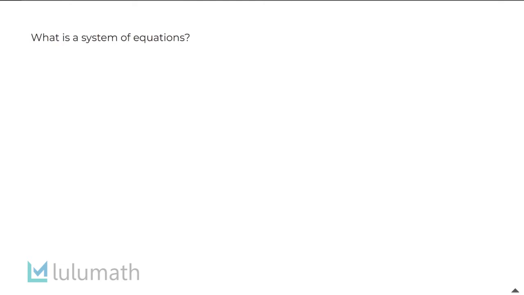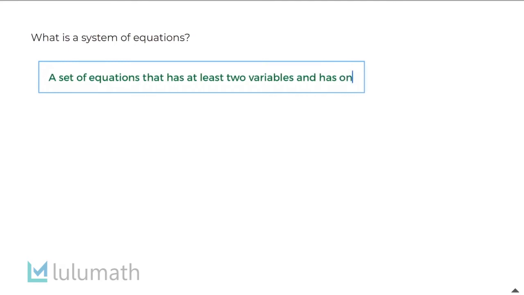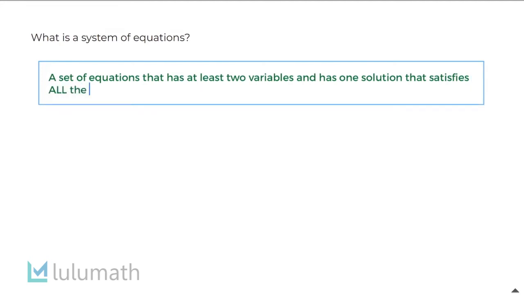Okay, so what is a system of equations? A system of equations is just simply a set of equations that has at least two variables in it and has one solution that satisfies all the equations simultaneously, or at the same time.